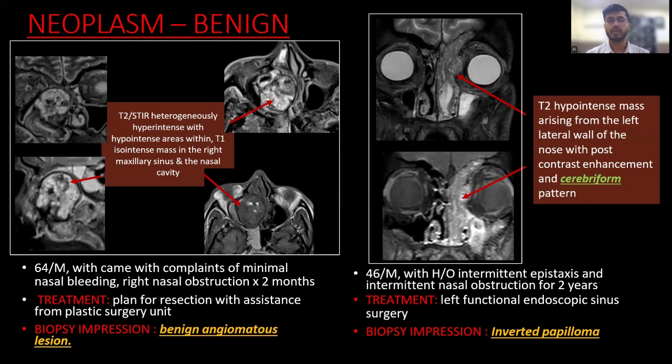Another case of benign neoplasms. A 46-year-old male with history of intermittent epistaxis and intermittent nasal obstruction for 2 years. The biopsy impression was inverted papilloma, and the treatment was left functional endoscopic sinus surgery. So here on the MRI, we see a T2 hyperintense mass arising from the left lateral wall of the nose with post-contrast enhancement and cerebriform pattern, which is suggestive of inverted papilloma.